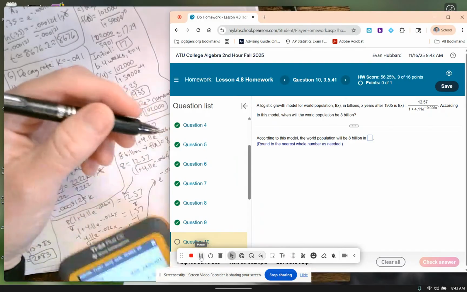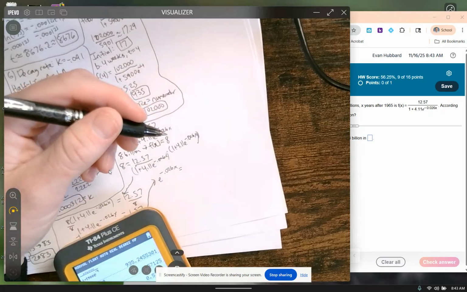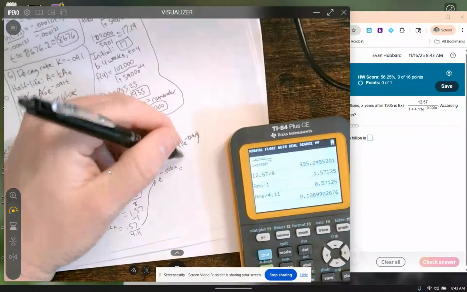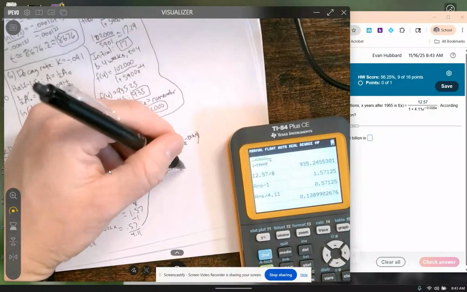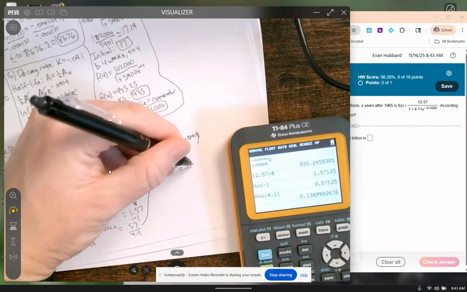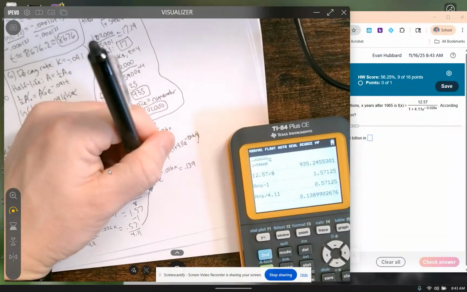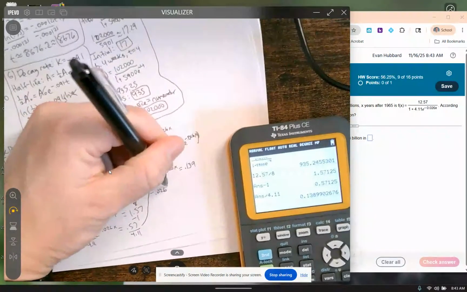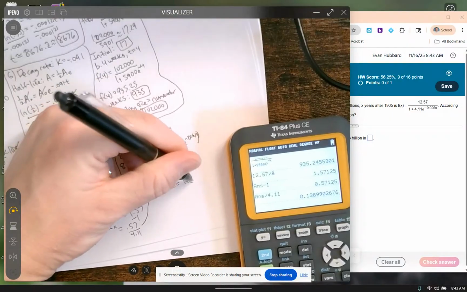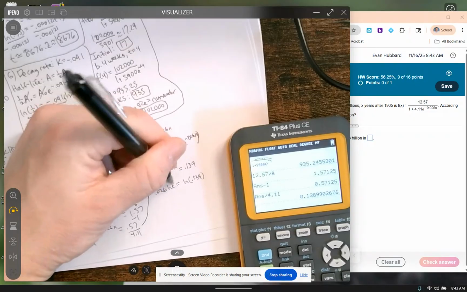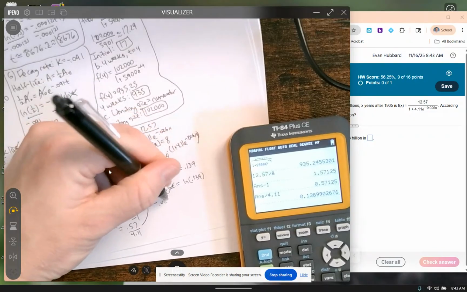Sorry, you can't see my calculator. Let me move this over. So divided by 4.11, it's going to be 0.139. Now I'm going to take the ln of both sides. So negative 0.026 ln e equals ln of 0.139. That cancels, so I'm going to divide by negative 0.026.